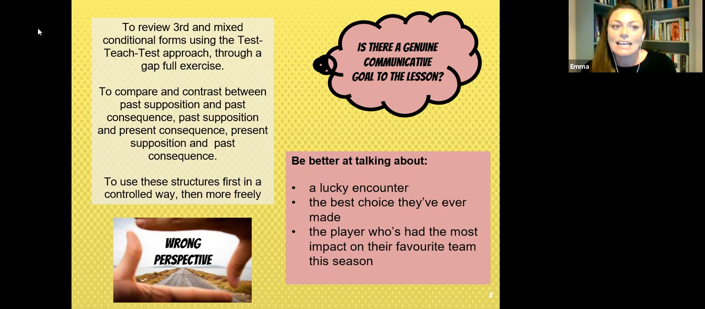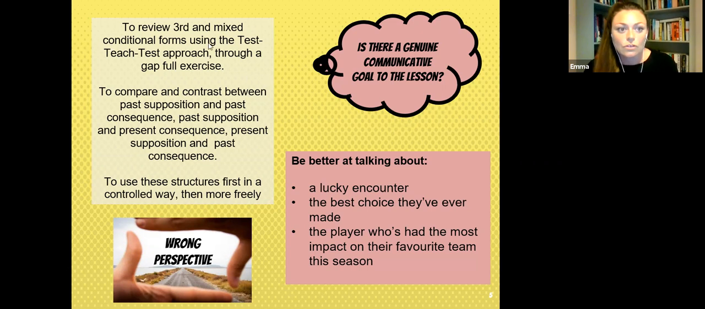But in that lesson, if we work towards a lucky encounter, we could get learners doing a task or test, teach, test, where they have a go at doing that task, or look at a model, maybe. They review the third conditional through the model. Then we compare the grammar of the third conditional and mixed conditional. And then we follow on to get them to maybe write some controlled sentences about their own lucky encounters. And finally, they have a chance to, in pairs, do the task themselves where they talk about their lucky encounter.